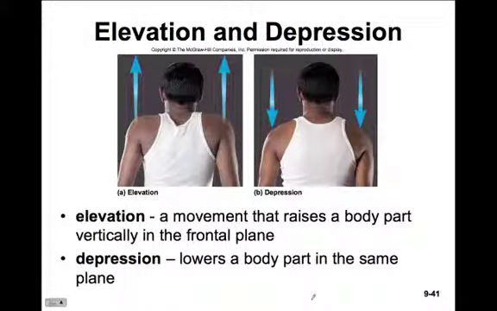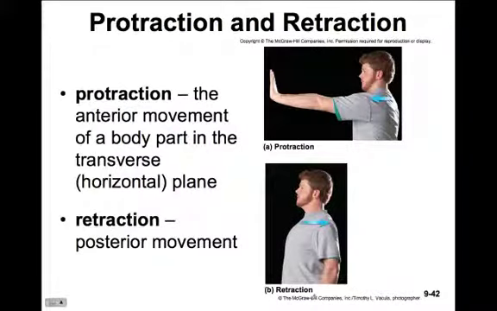In elevation and depression, we're seeing raising and lowering of a body part. When we shrug our shoulders, we elevate and depress. Protraction and retraction is where we move a body part in the transverse or horizontal plane. Retracting our shoulders is to roll them back, and to protract our shoulders would be to hunch our back and roll them forward.